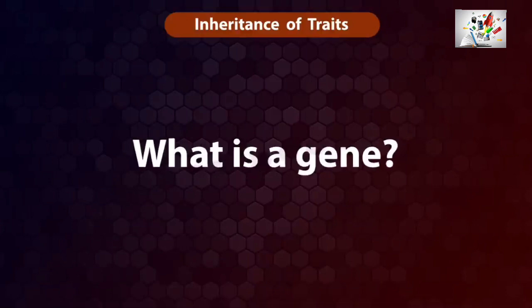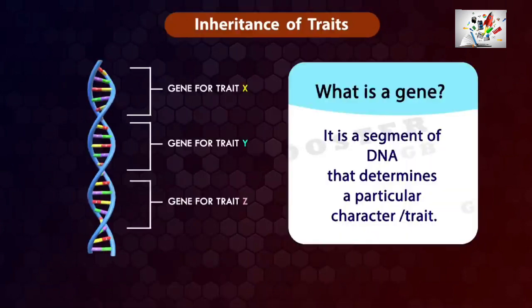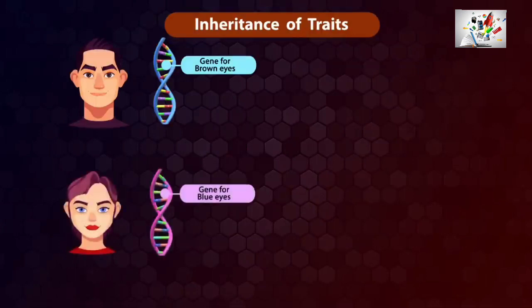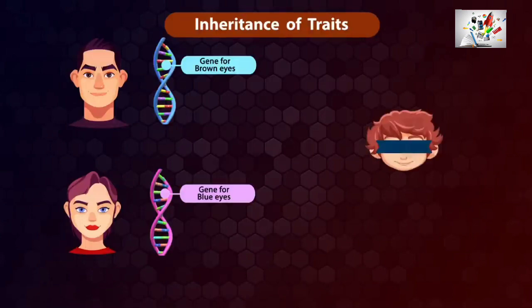What is a gene? It is a segment of DNA that determines a particular character or trait. Father's DNA has genes for different traits like eye color, type of earlobe, etc. In the same way, mother's DNA also has genes for traits like eye color, type of earlobe, etc. That means the offspring or babies get two genes for each trait, that is, one from the father and one from the mother. For example, the father's eyes are brown and the mother's eyes are blue.